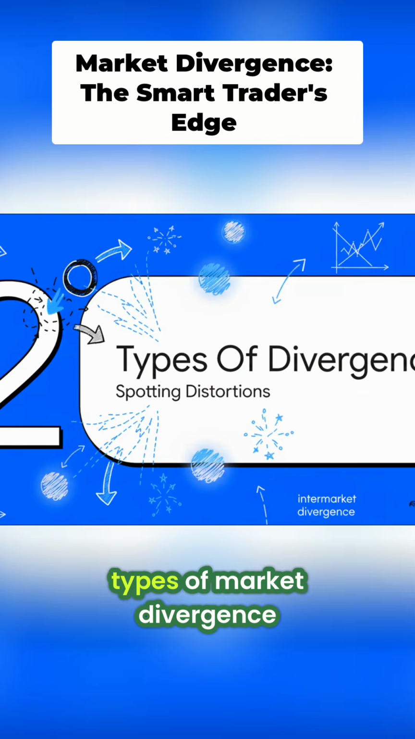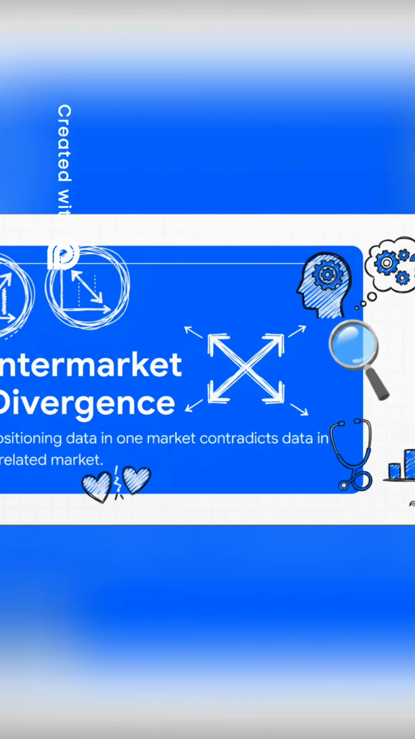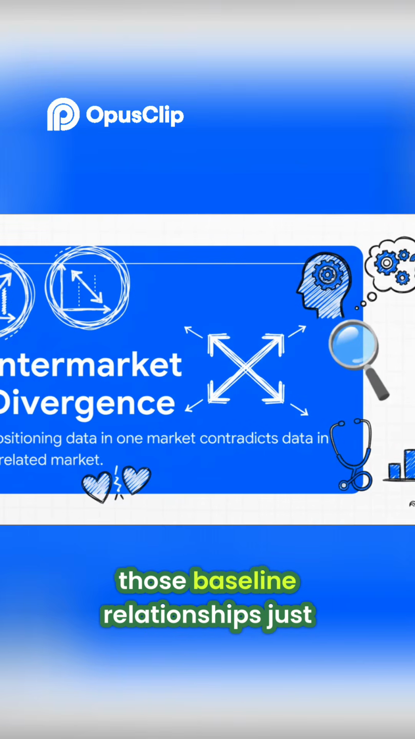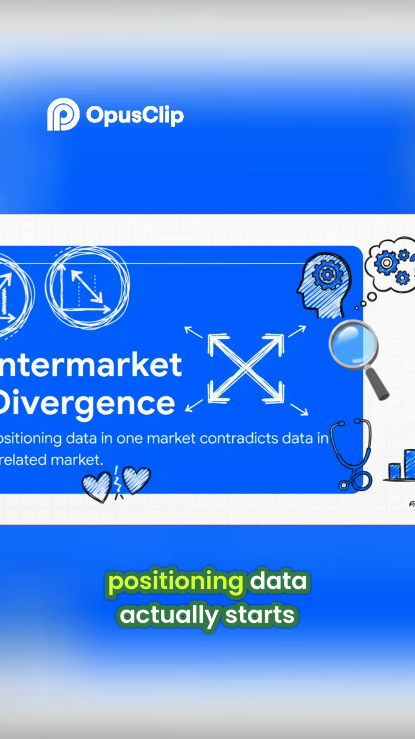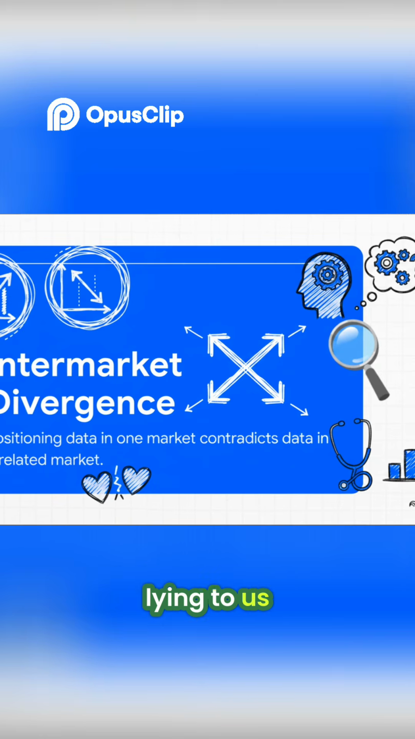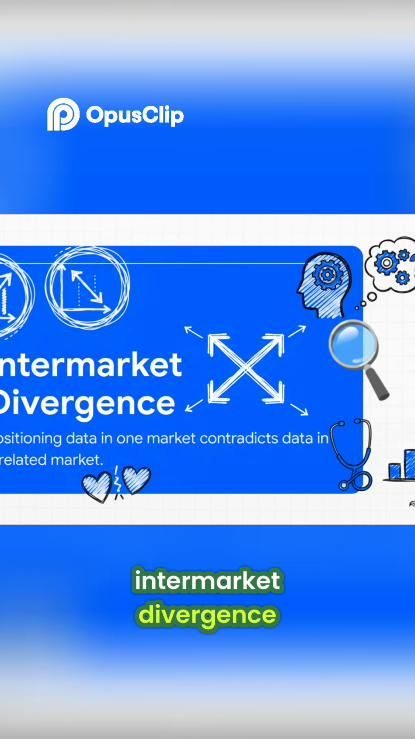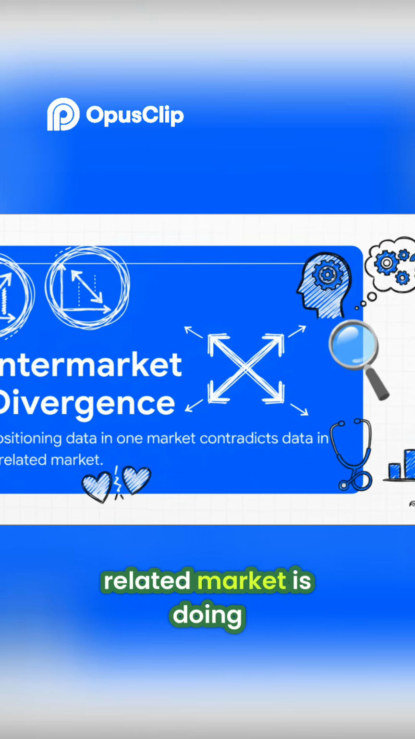Section 2. Types of market divergence. So, what exactly happens when those baseline relationships just completely break down? What happens when the positioning data actually starts lying to us? Well, that's what we call intermarket divergence. It's this wild condition where the COT positioning data from one market completely contradicts what a related market is doing.